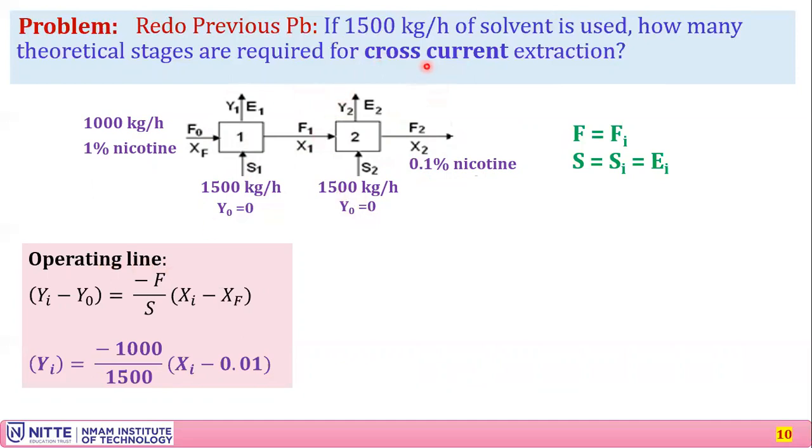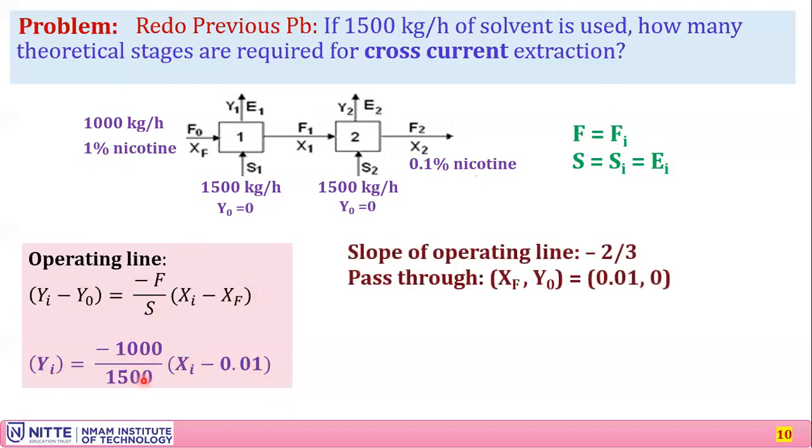So the operating line for the cross current case is this: for any stage i, y_i minus y_0 is equal to minus F by S times (x_i minus x_F). So any information that I know from this block diagram I substitute. y_0 is 0. y_i is in equilibrium with x_i at any stage. These two compositions, x_i and y_i, are in equilibrium with each other, which I don't know. x_F, the initial concentration, is 0.01, 1% is 0.01. F by S is 1000 by 1500. So this is the equation. So the slope of the operating line is minus 2 by 3, since 1000 by 1500 is 2 by 3, and it passes through the point (x_F, y_0), that is 0.01 comma 0.